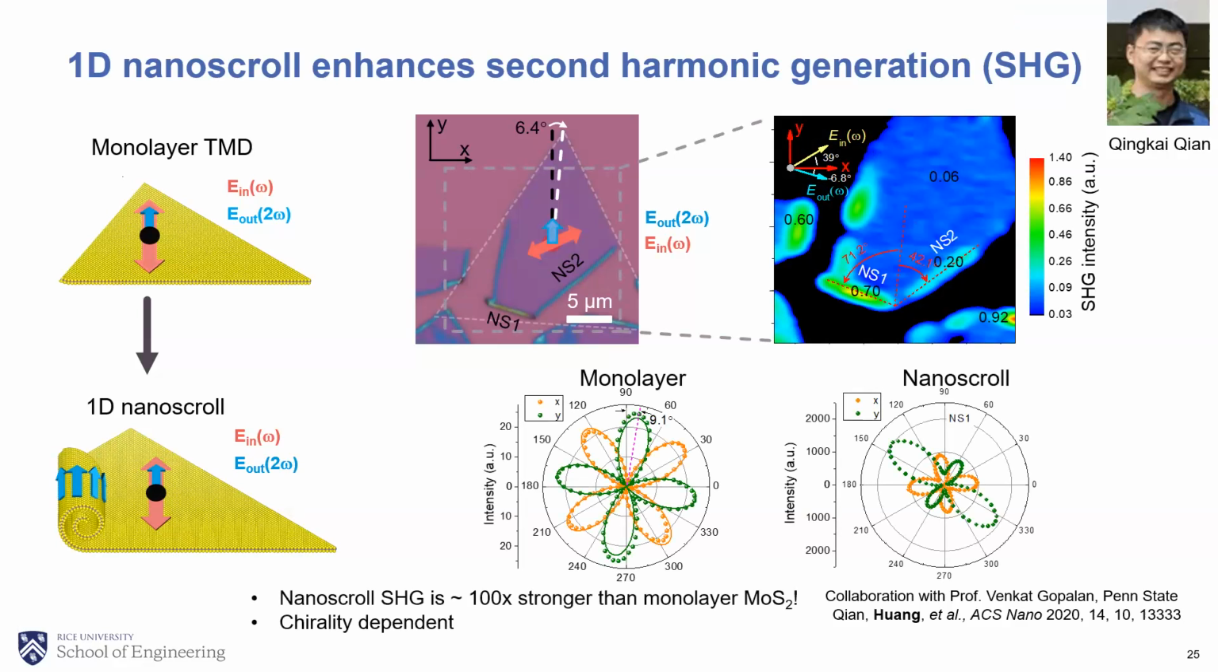So if we look at the polar plots for the SHG signal for monolayer and nanoscroll, we can see the nanoscroll gives you about 100 times stronger SHG signal compared to the monolayer MoS2. So by forming this nanoscroll, we can effectively enhance the SHG signal. In addition, these SHG signals are chirality dependent. So we can control the polar plot orientation and shape by controlling the chirality of these nanoscrolls, which means the rolling direction of these nanoscrolls.